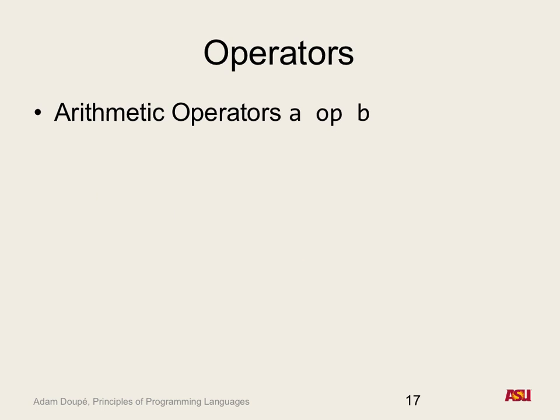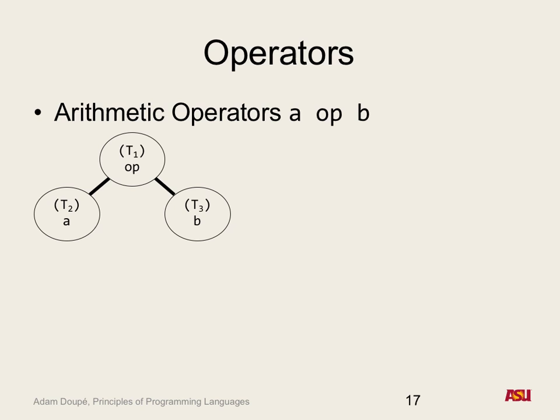Cool. We have other types of operators, right? Arithmetic operators. We represent these the same way in our tree. We have an operator, we have a left operand, and a right operand. So the operator can be either plus, minus, multiply, or divide. So what are the constraints here?